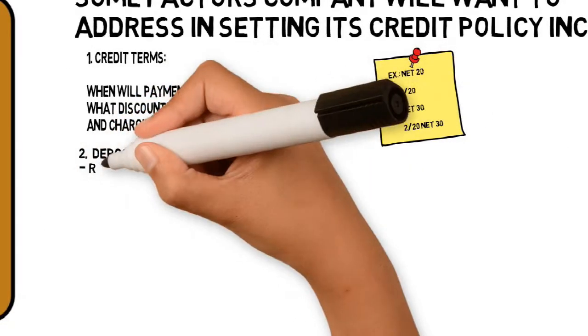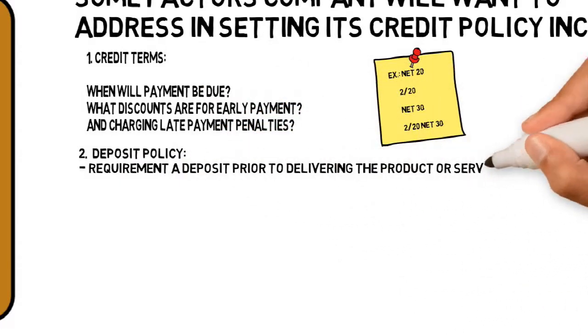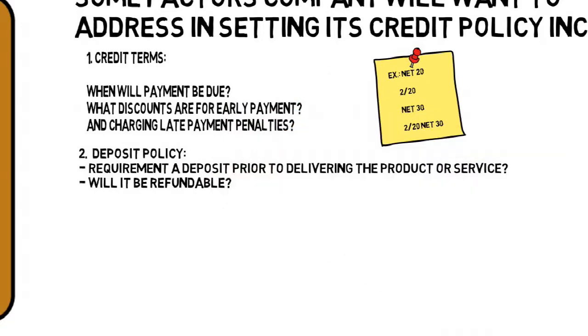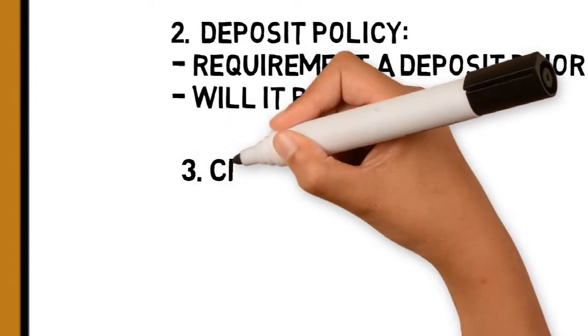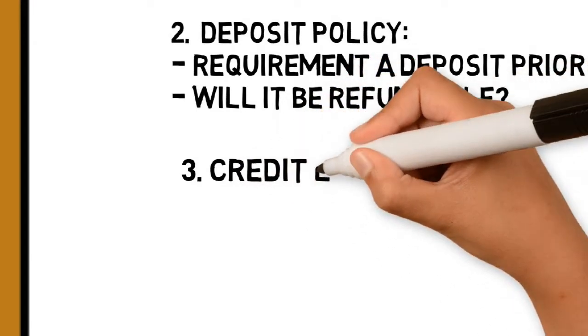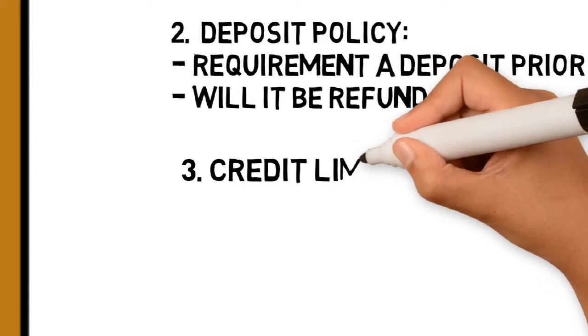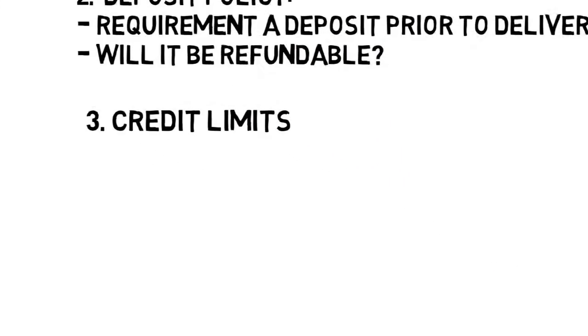The second step, you need to decide about deposit policy requirements. Is a deposit required prior to delivering the product or service? Will it be refundable? The third step is credit limits. What is the maximum amount of credit that the vendor will extend to customers? What parameters will be used to determine who qualifies for what?